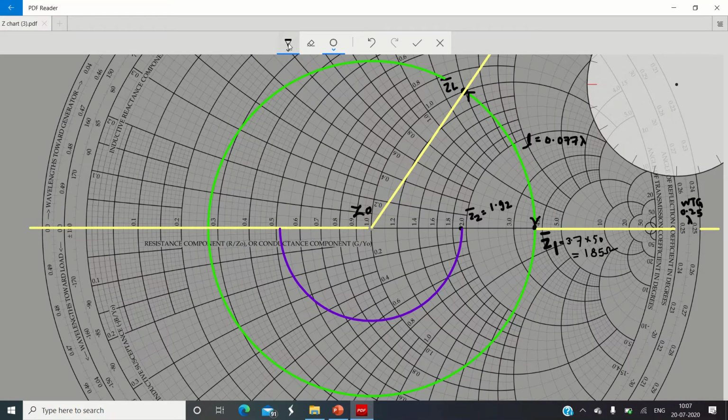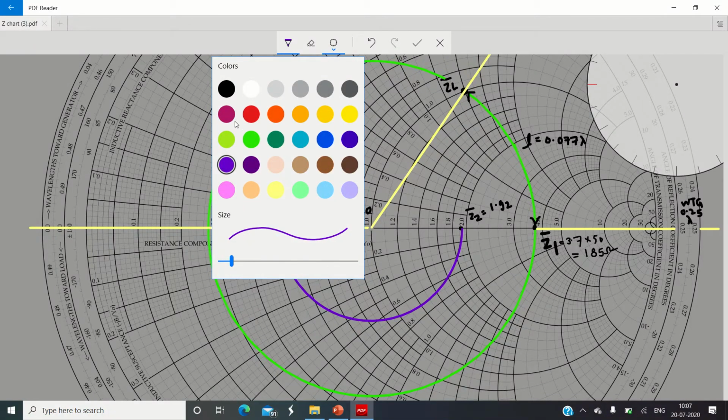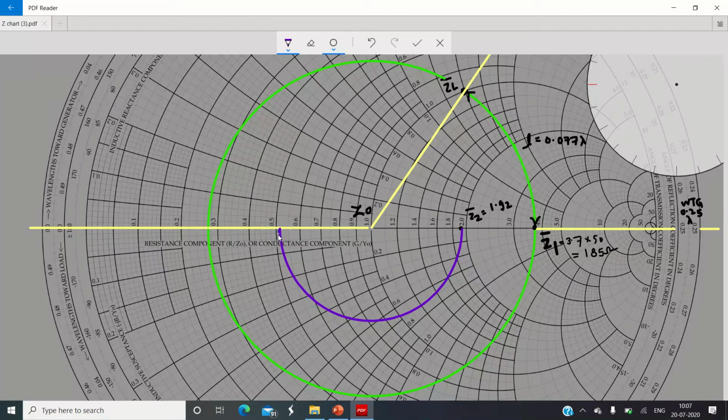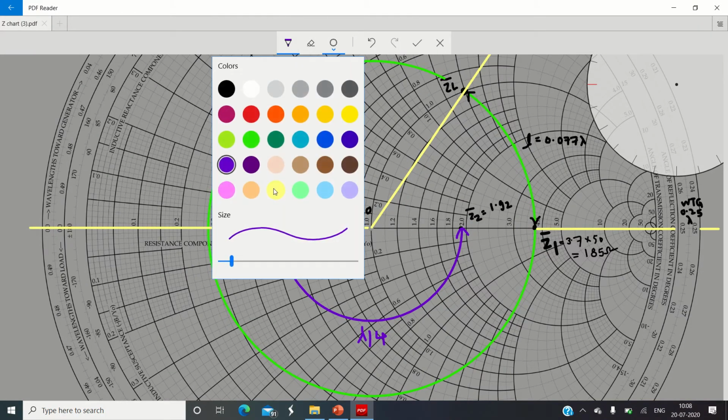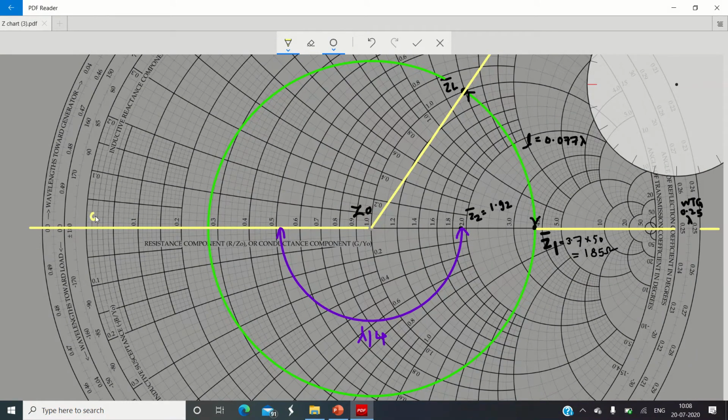Okay, so the length of this transmission line I will denote with the purple color. This length of the transmission line is lambda by 4, because here the wavelength toward generator is 0.25 lambda. When you add a lambda by 4 to 0.25, you will reach 0.5 lambda. So here I will write, for your understanding, 0.5 lambda.